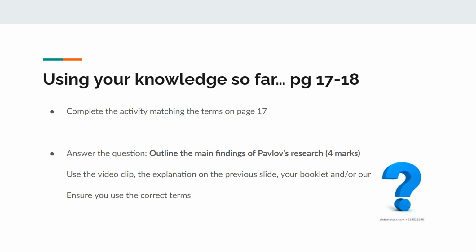So you've got the video clip, the explanation on the previous slide, your booklet, and or possibly your textbook. I've realised, sorry, the slide there has missed off a word, but that's just saying and or your textbook. In your 4-mark question, make sure you're using the correct terms. Unconditioned stimulus, conditioned response, all of those terms. When you write them out the first time, you must write them out in full. So you must write unconditioned stimulus and then put UCS in brackets. And from then on, you can just refer to it as the abbreviated term. For terms like that, it is worth doing because obviously if you're writing unconditioned stimulus, unconditioned response every time, that is going to use up more of your time than if you just write it out once in full and then use the abbreviations.